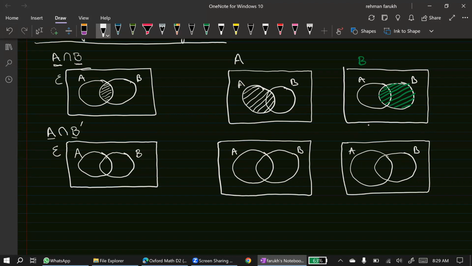Now, in the first diagram, we will shade the set A. Now, in the second diagram, we will shade the set which is not in B. We will shade all the portion which is not in B, all the portion other than B.